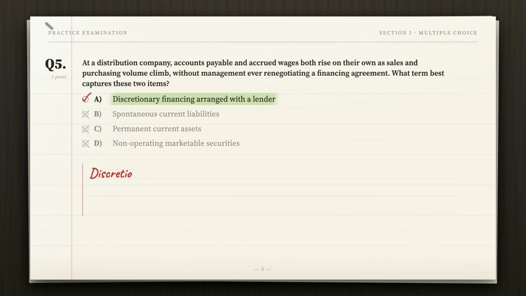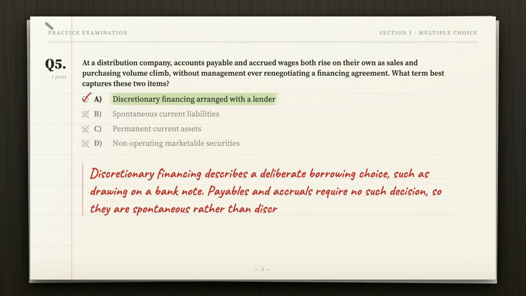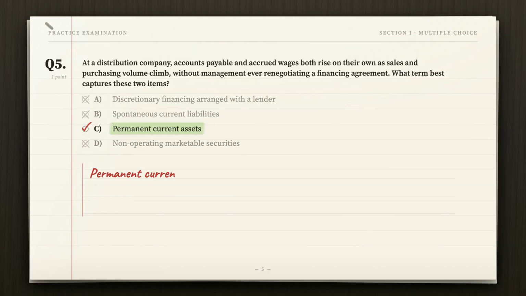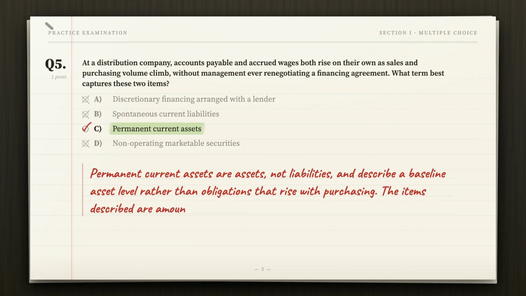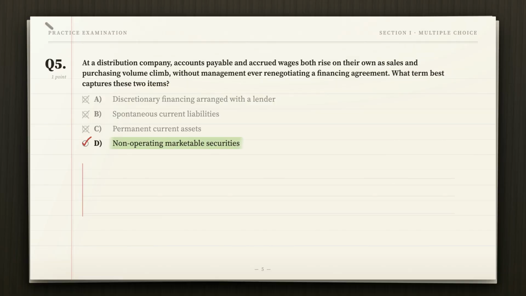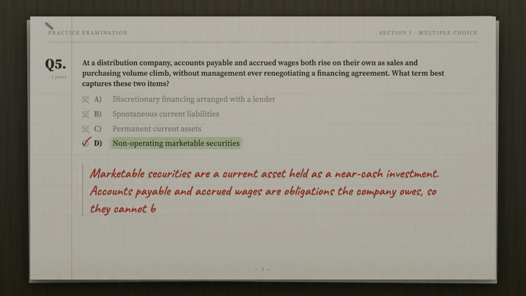A is wrong because discretionary financing describes a deliberate borrowing choice, such as drawing on a bank note. Payables and accruals require no such decision, so they are spontaneous rather than discretionary. C is wrong because permanent current assets are assets, not liabilities, and describe a baseline asset level rather than obligations that rise with purchasing. The items described are amounts owed, which places them on the liability side. D is wrong because marketable securities are a current asset held as a near-cash investment.